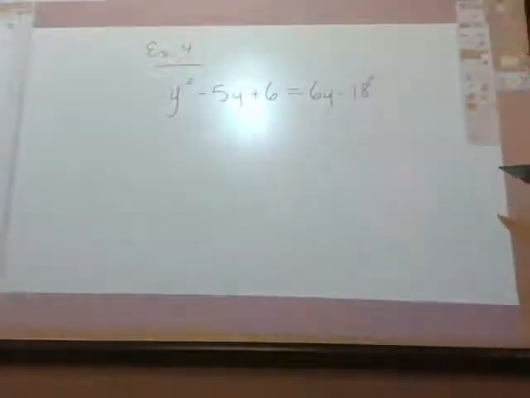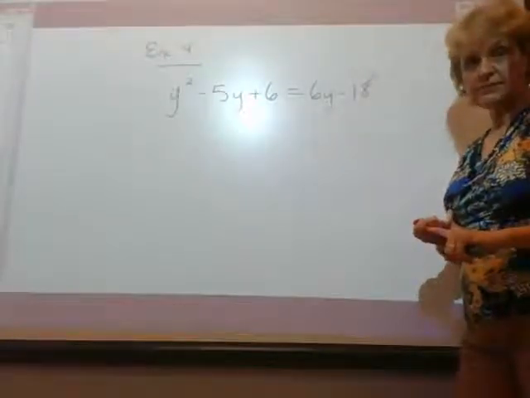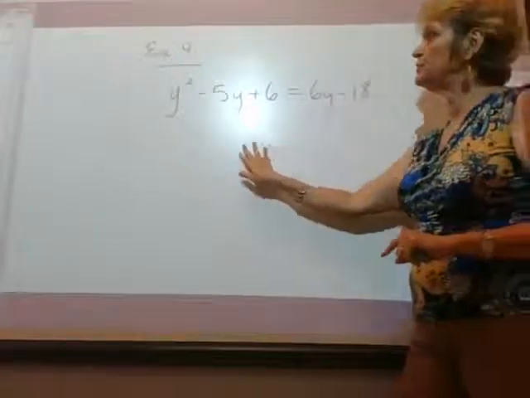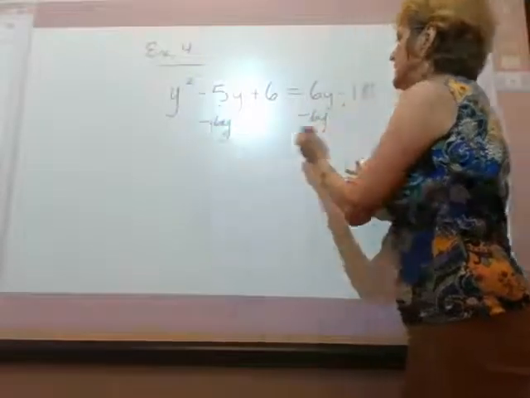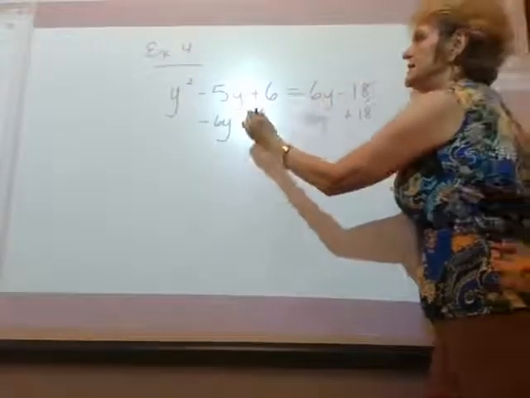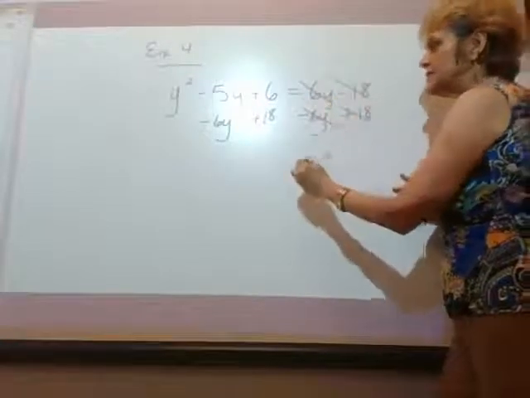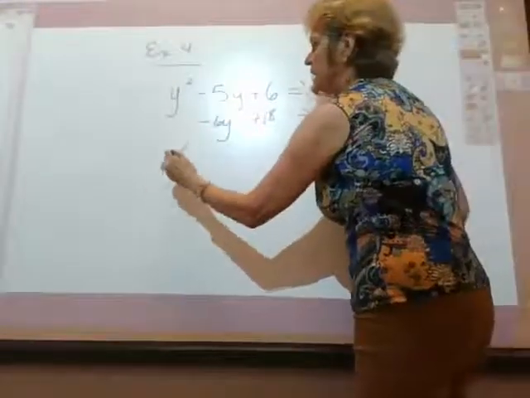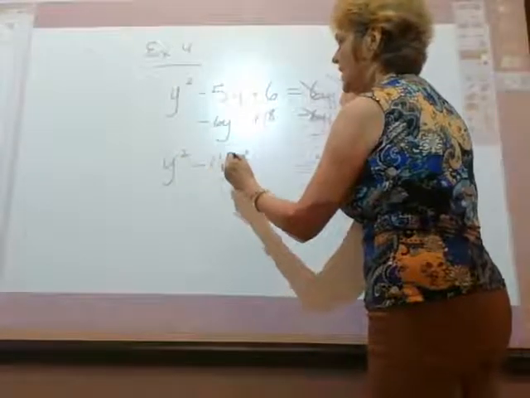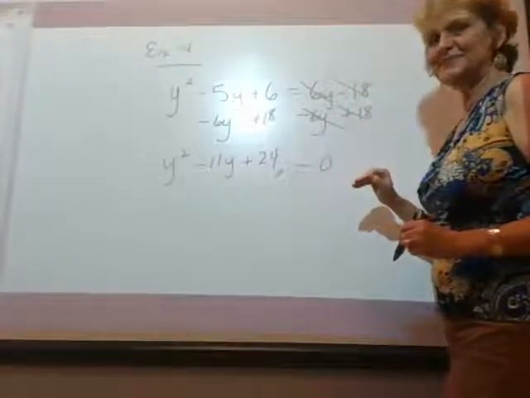All right, now you're told here to solve. So that means you're first of all going to set this equal to 0. So that means we've got to move the 6y, we've got to subtract it from both sides. And we have to add 18 to both sides. That way these will cancel, and I have 0 on this side. So over here, I'll have y squared minus 11y plus 24. Everybody see that, I hope?